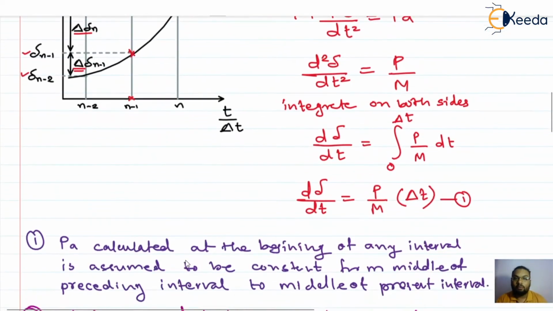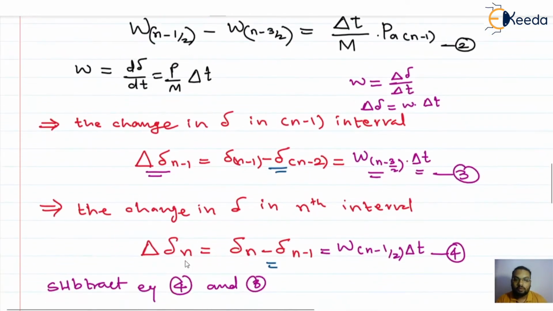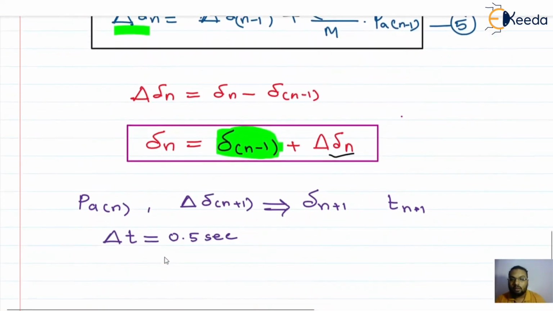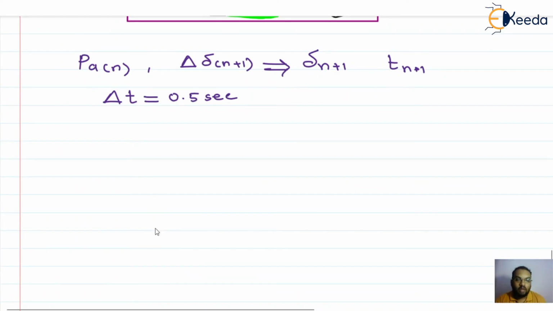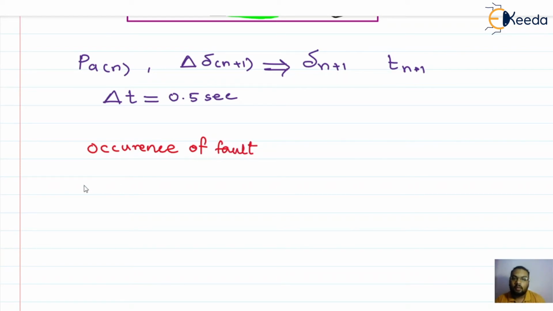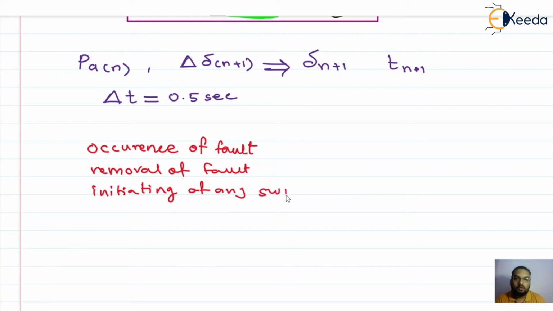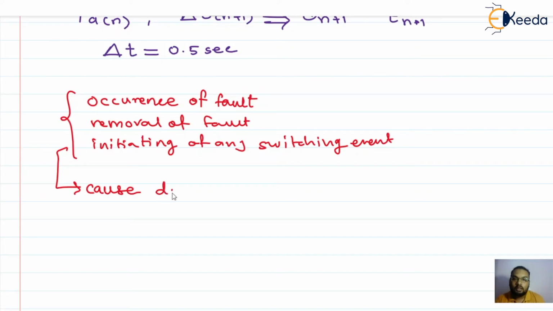Again, one more important point related to the solution of the swing equation is that there are some events when the accelerating power will have a discontinuity. What are those causes? First let me write it down. The first cause can be the occurrence of a fault, then removal of a fault, then initiating any switching event. So these three events will cause discontinuity of accelerating power.